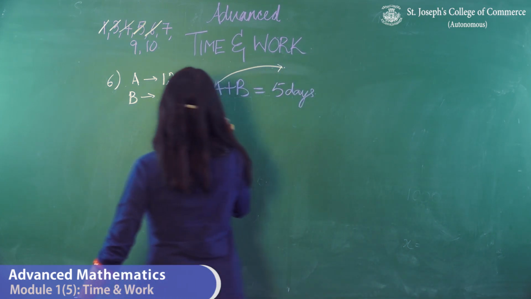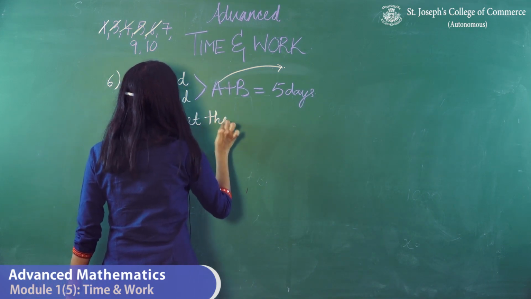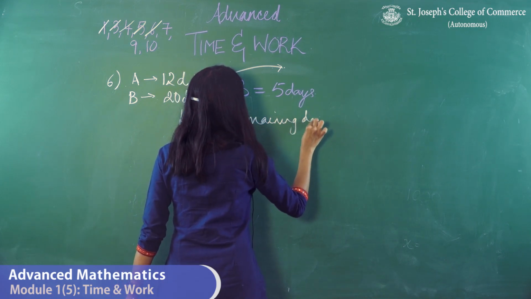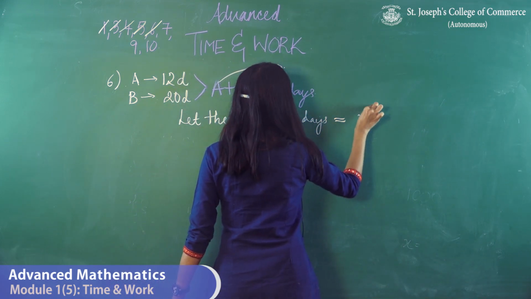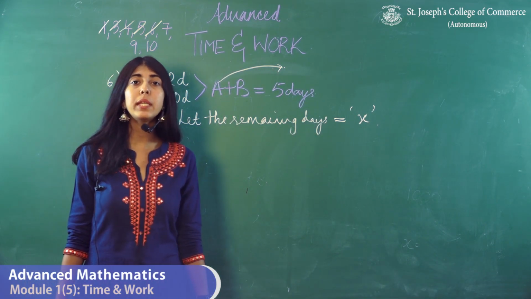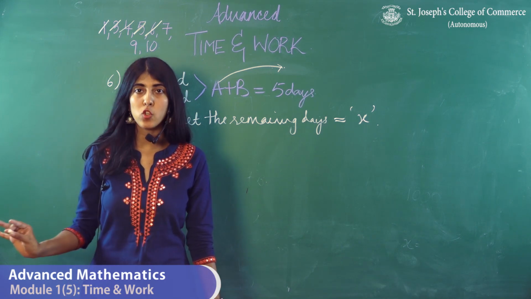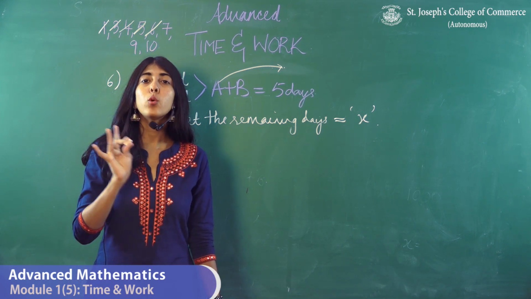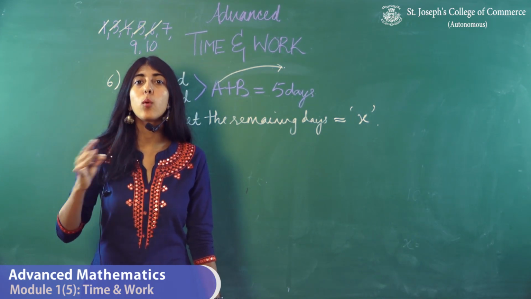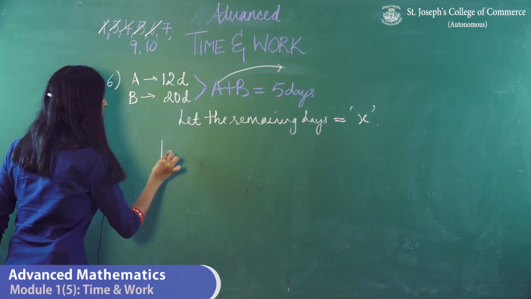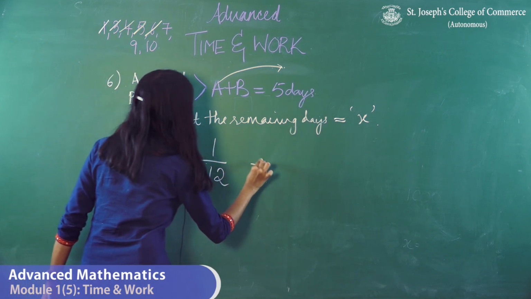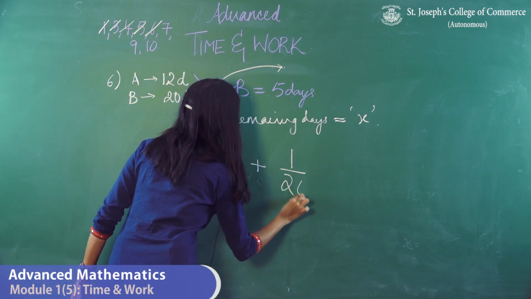So let us assume the remaining days be X. Okay? In this case as well, A and B are working together to finish a complete project. This project is only 1, so you equate whatever you're doing to 1 because you're calculating it on a 1 day or a 1 hour basis. So 1 is equal to 1 divided by 12 plus 1 divided by 20.